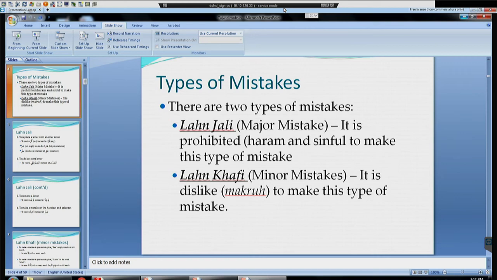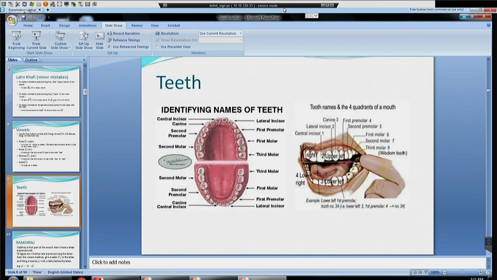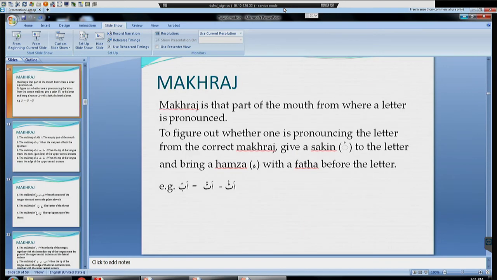Lahin khafi, can anyone give me an example of, or not example, just a rule? Or yeah, there's actually only examples for a minor mistake. The lam and the ra. When pronouncing the lam, it's supposed to be a full mouth, instead it's pronounced empty mouth, or the ra, when it's supposed to be pronounced empty mouth, one pronounces a full mouth. So these are examples of the major and minor mistakes. Fatha, kasr, the vowels, the teeth, the makharij.